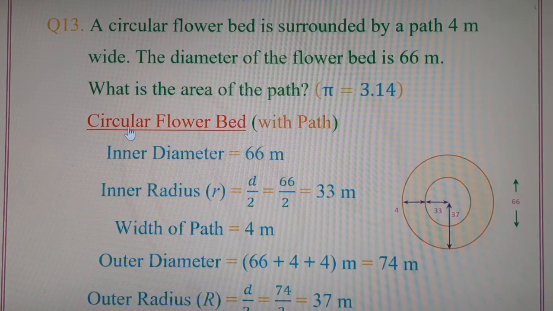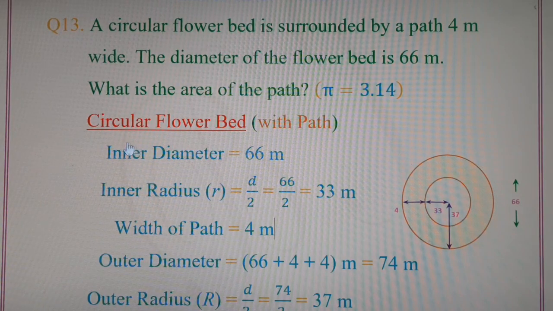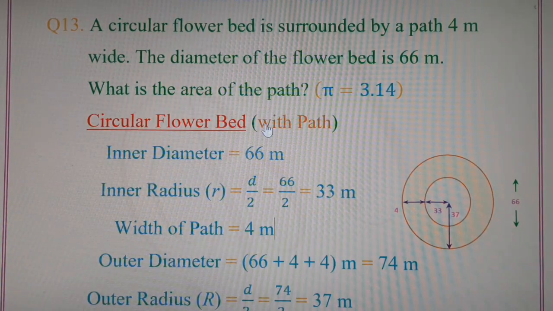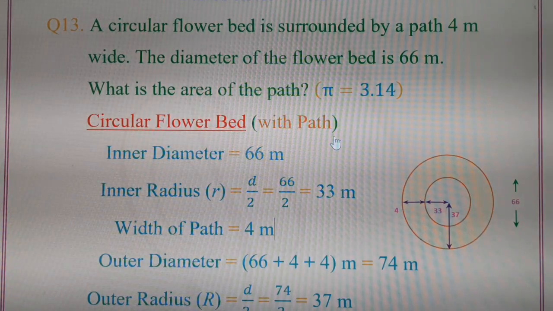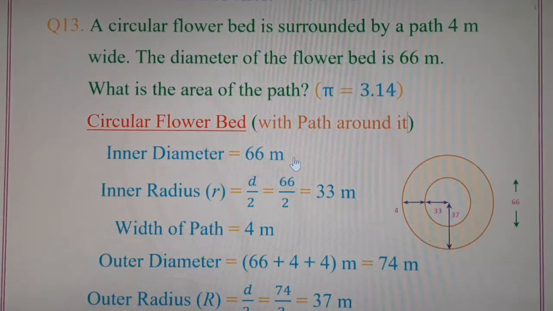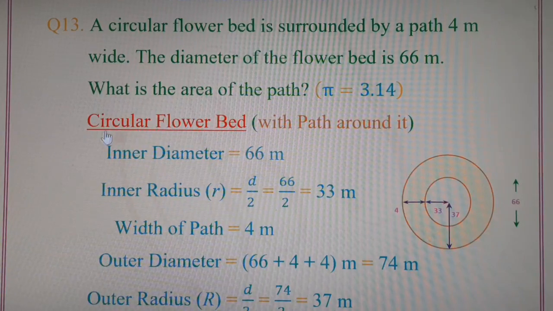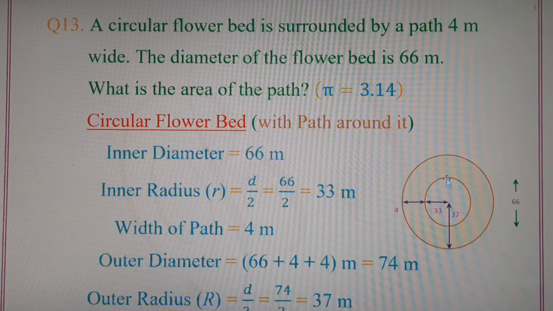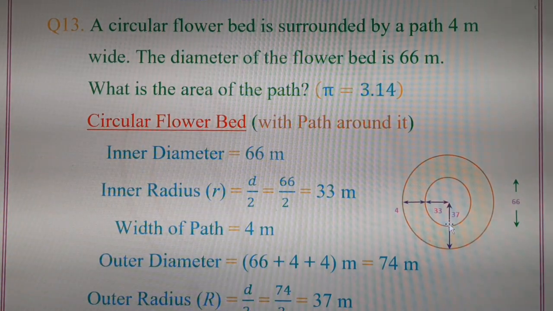First, we start the sum by writing down the details which are given. The name of this topic is circular flower bed with path around it. What is given? The inner diameter is given as 66 meter. The distance between the two endpoints of the diameter is 66 meter.